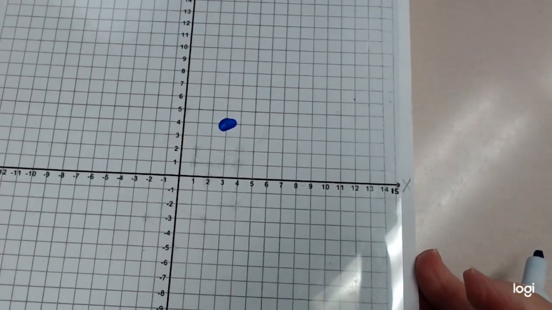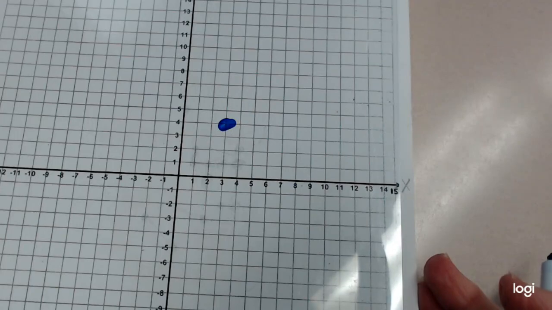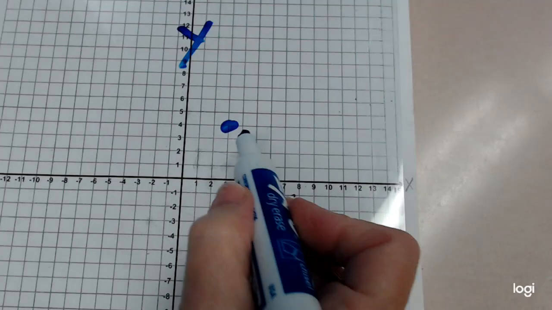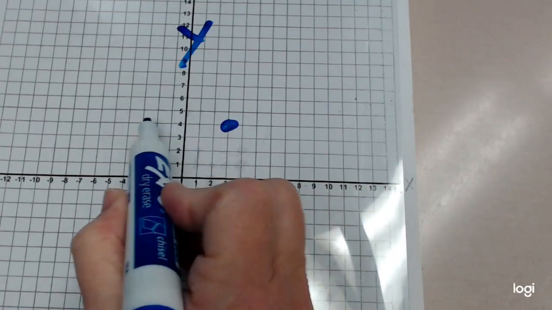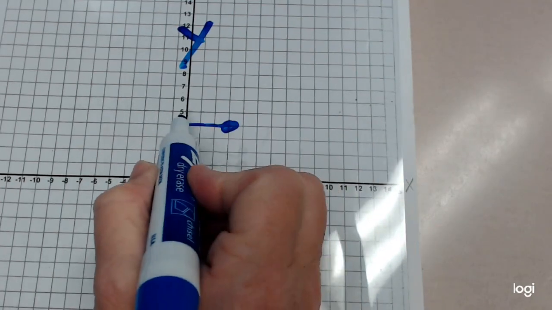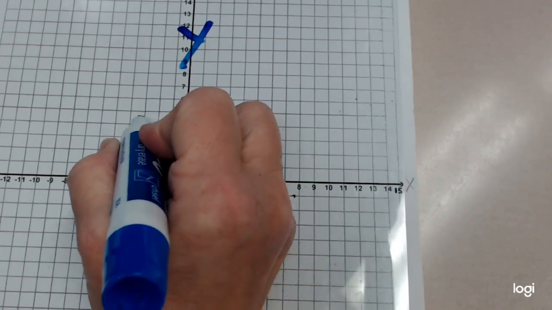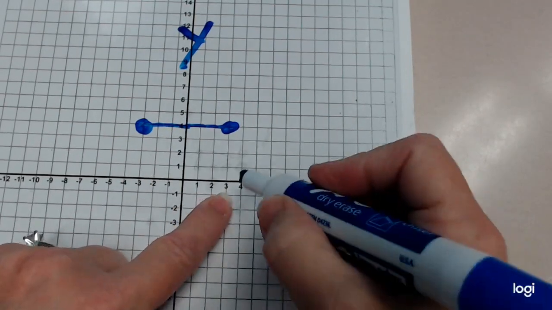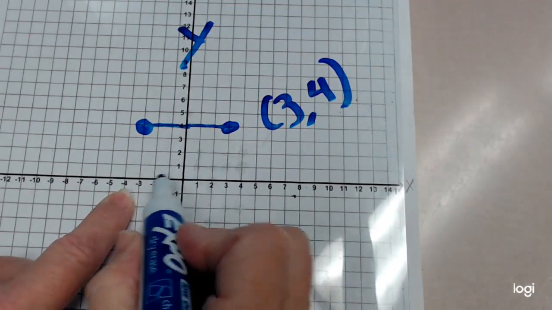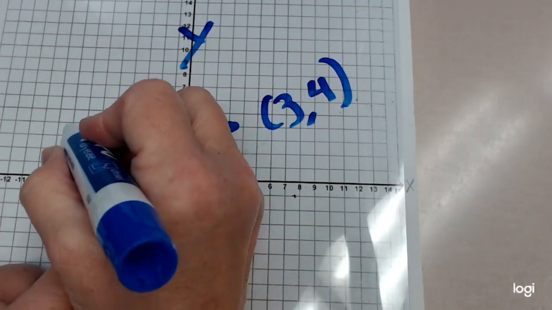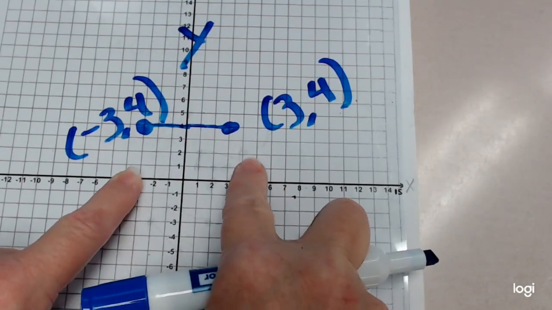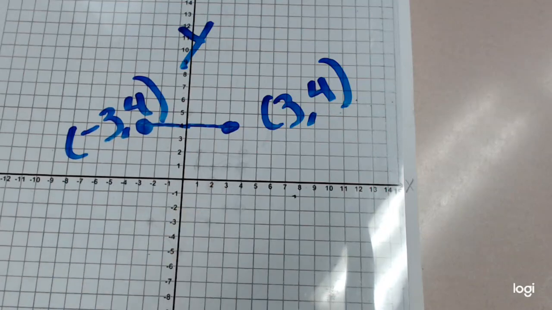If I would want to reflect it over the y-axis, remember this one is my y. If I would want to reflect it over, that means I have to go the same distance. I'm going to jump over the y. Well, this is 1, 2, 3 spots. So I'm going to go 1, 2, 3 spots, and I'm going to put a dot right here. This dot was over 3, up 4. This one is backwards 3, up 4. Okay, so I have reflected over the y-axis.